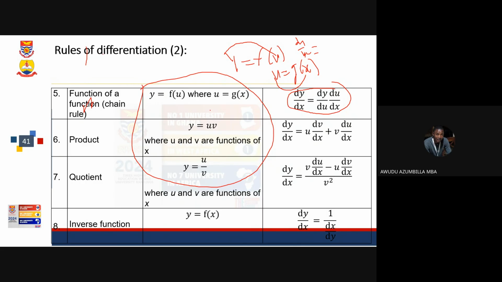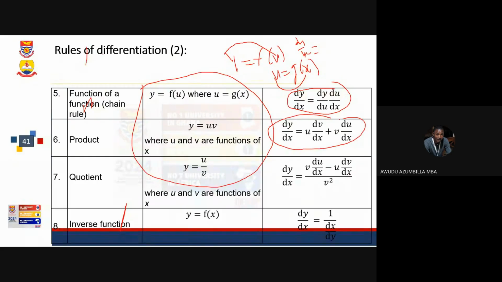The second one is what we call the product rule. When you have two functions multiplying each other, they are a product of each other, so we have to use the product rule. The product rule says that you hold one constant and differentiate the other one, then you hold the other one constant and differentiate. So this is what we are going to do here.